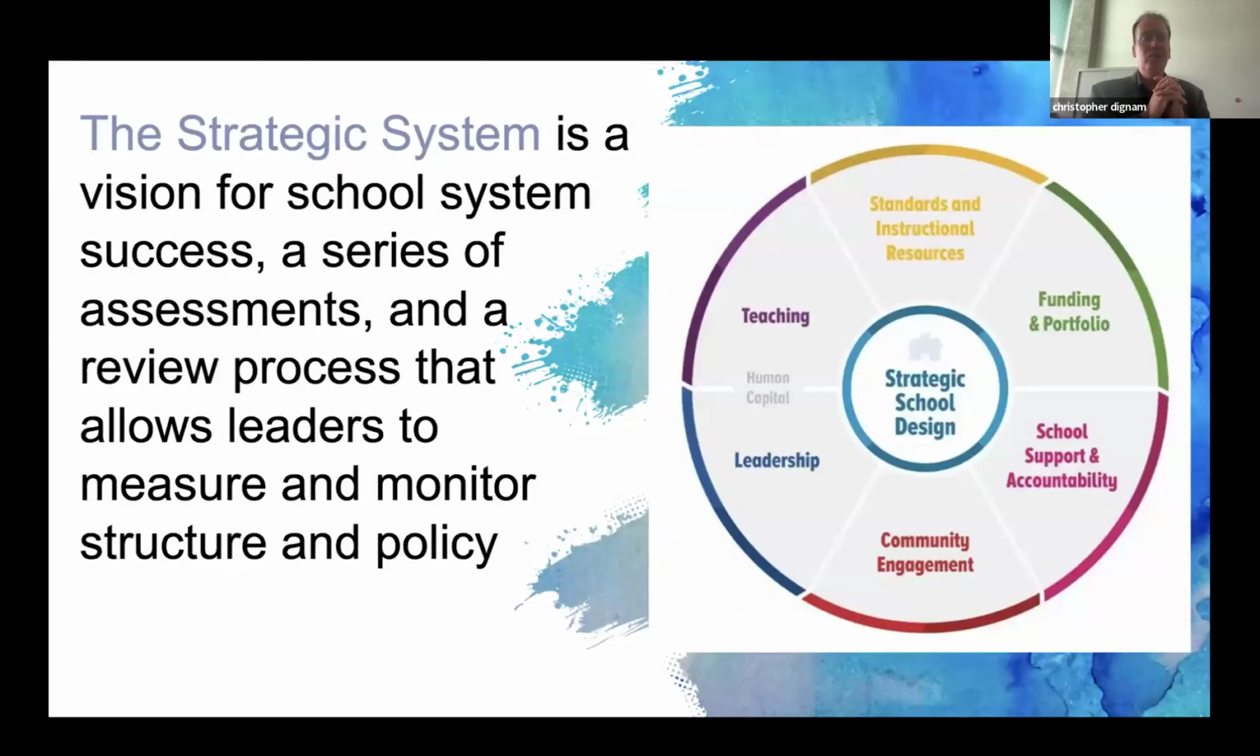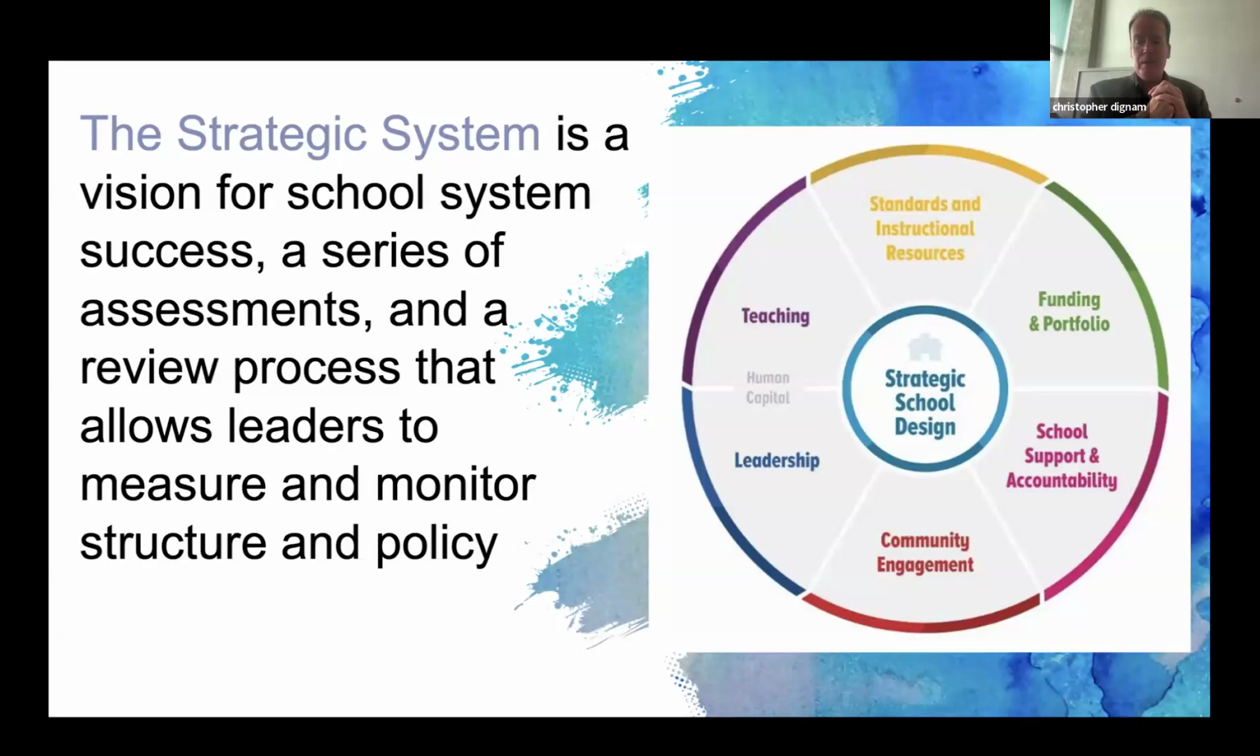Now, school districts have strategic plans. And when we look at strategic systems for vision of school system and success, Dr. Pennington and I were both K-12 teachers, teacher leaders. I served as a principal in a few different districts, urban and suburban in Illinois and Chicago, as well as superintendent. And we look at processes and procedures and systems that allow leaders to measure, monitor, structure, and policy.